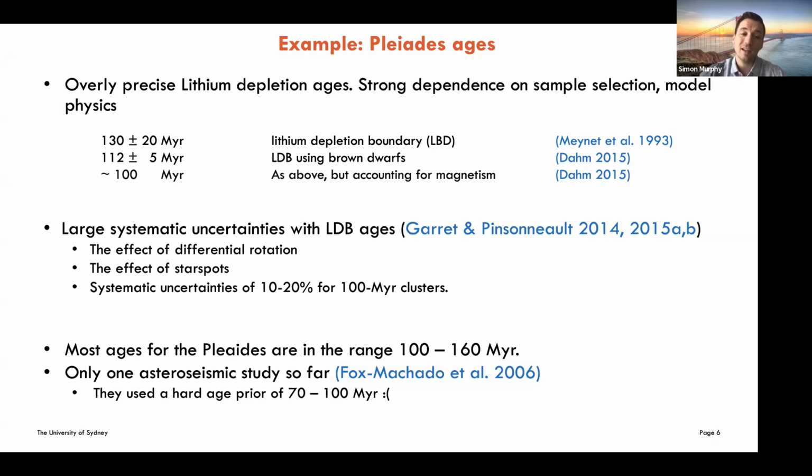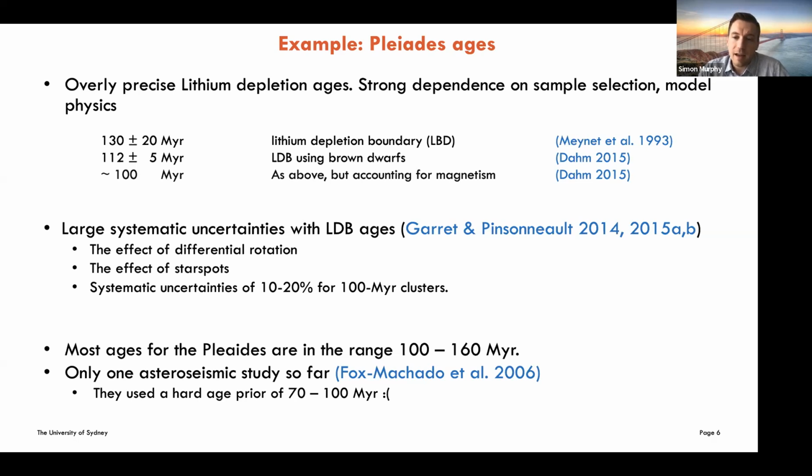There's only been one asteroseismic study so far, by which I mean 2 sort of last year. And that was from 2006. And they used a hard age prior of 70 to 100 megayears. And unfortunately, that means they might have set that prior a bit too young, and so the conclusions drawn might not be sound based on what we now know of the cluster age.